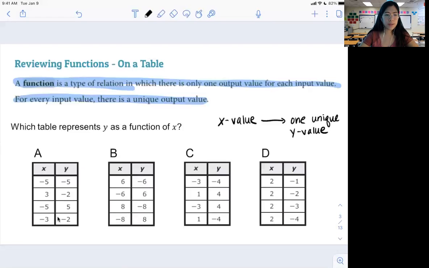So let's take a look. For example, the way that you figure this out on the table is to see if there's any repeating numbers in the y column. So in example A, are there any repeating numbers?